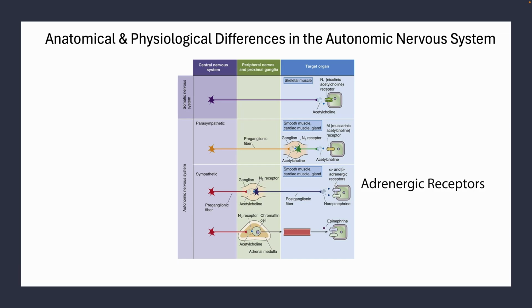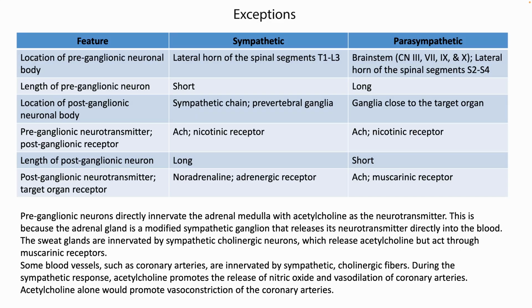There are three major exceptions to this system that we have outlined. The adrenal medulla is directly innervated by preganglionic neurons with acetylcholine as the neurotransmitter. This is because the adrenal gland is effectively a modified sympathetic ganglion that releases its neurotransmitter directly into the blood. And for that reason, we study the adrenal medulla within the endocrine system and consider epinephrine and norepinephrine as hormones in that case. Another exception is the sweat glands that are innervated by sympathetic cholinergic neurons.